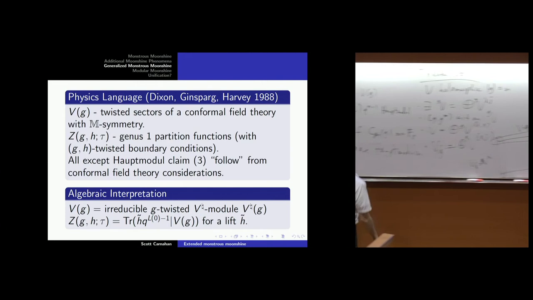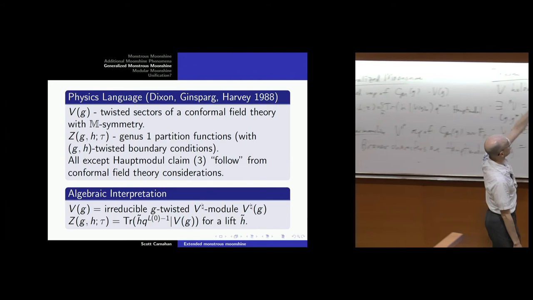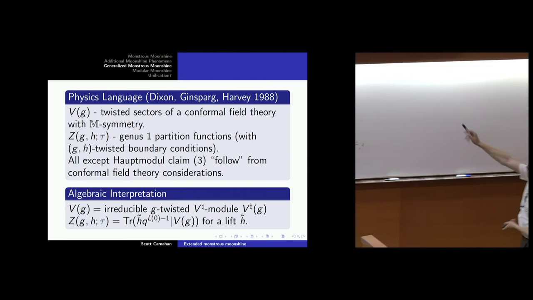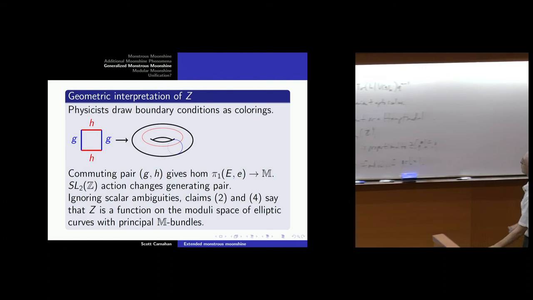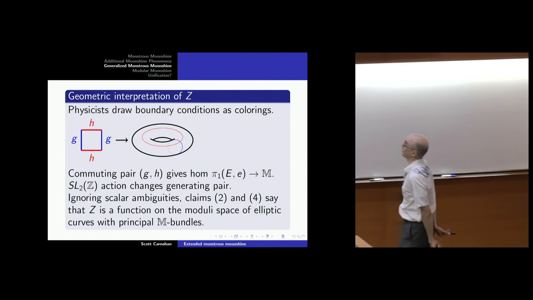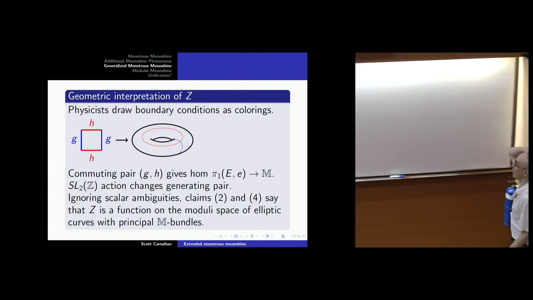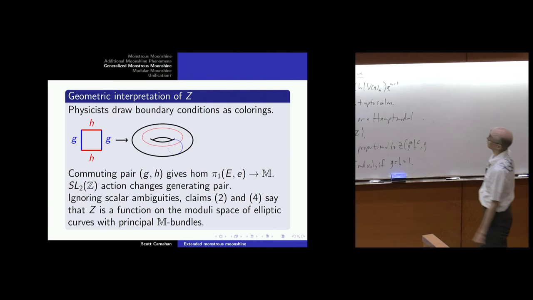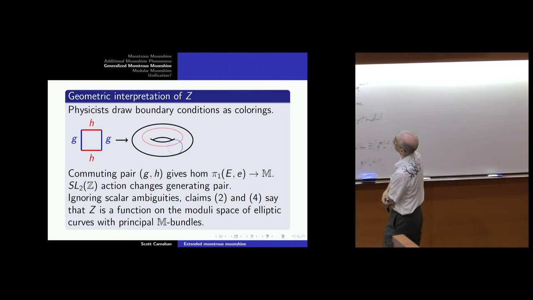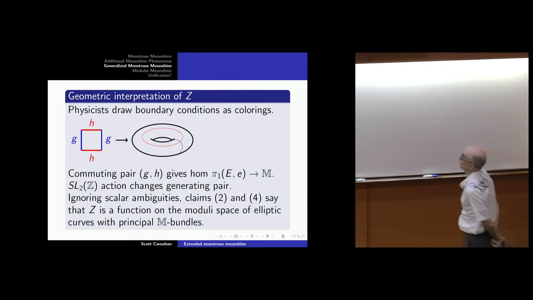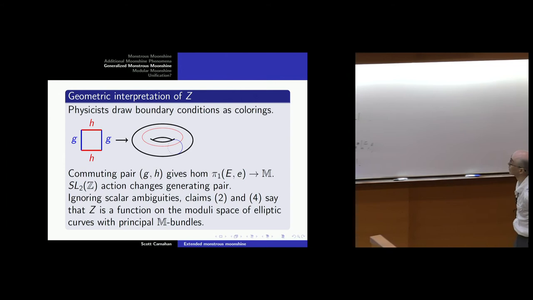And so there's an algebraic interpretation now, which is V_G is something called a G-twisted module. And these partition functions, well, we can just define them using this trace. So there's a geometric interpretation of this function Z as a GH twisted partition function. Well, the commuting pair g and h gives a homomorphism from pi 1 of an elliptic curve to the monster. Pi 1 of an elliptic curve is just Z cross Z. And so SL2Z action will change the pair that generates Z cross Z, or pi 1. So if we ignore scalar ambiguities, this says more or less that Z is a function on the moduli space of elliptic curves with principal monster bundles. So that's at least a reasonably nice interpretation.